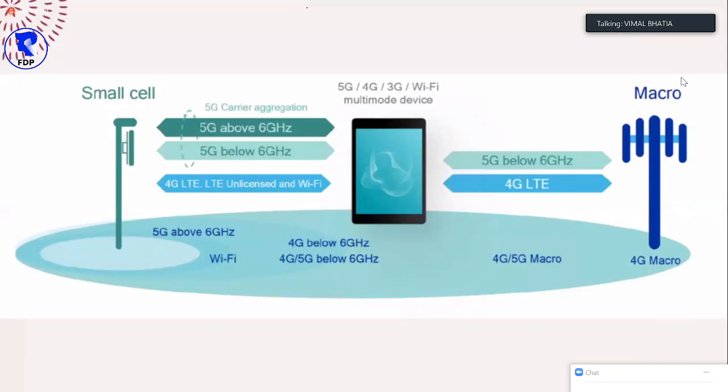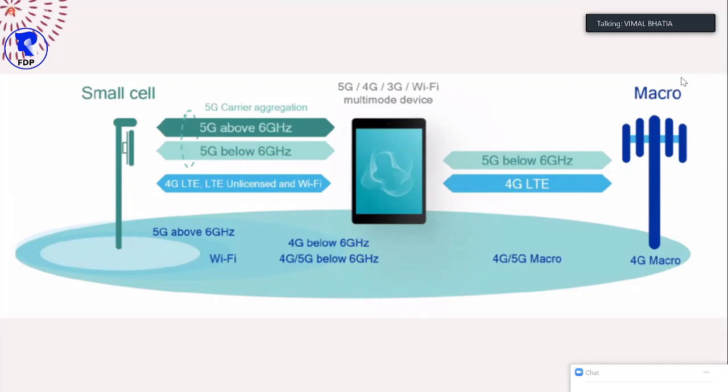So let's skip this one, and this figure shows how they will be co-working. So you have a macro base station, a small base station. You can have multiple of these small base stations communicating with each other in a distributed fashion. They are working above 6 gigahertz, they cover a smaller radius, and then your handsets will be multi-mode devices, having 5G, 4G, and maybe 3G plus Wi-Fi, so that you get seamless connectivity.